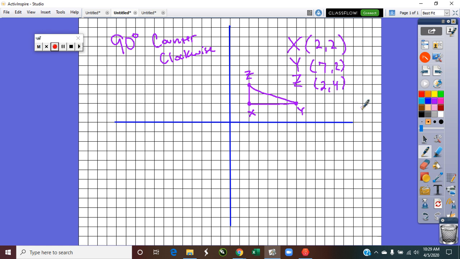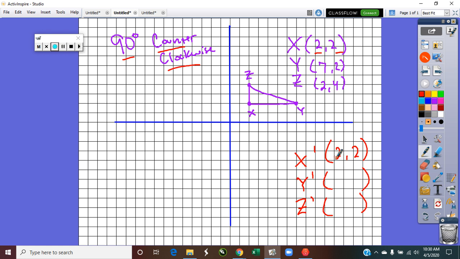Now, remember, we have to write the coordinates for every single one of these. So the first thing I'm going to do is write the coordinates of my rotated point, and we're talking about 90 degrees counterclockwise. So the first thing we're going to do is flip all of them, and then the new x value is going to be opposite. So I have x rotated, y rotated, and z rotated. Let's take these two and flip them. Well, they're still 2, 2, aren't they? But the only thing we're going to do is make this first one opposite.